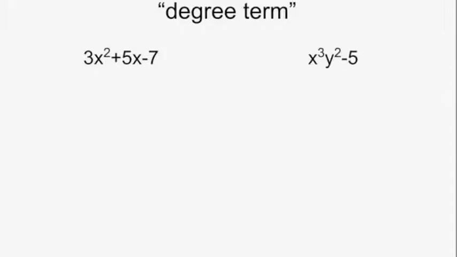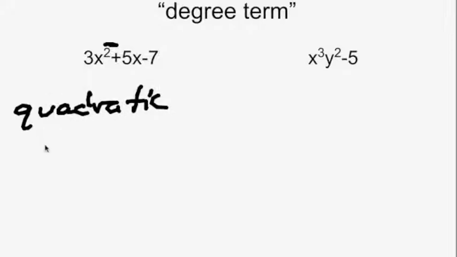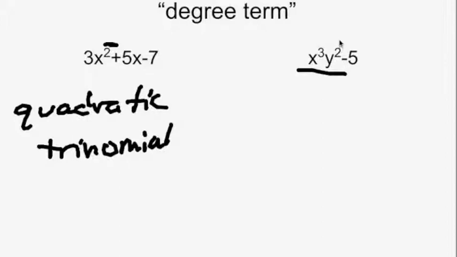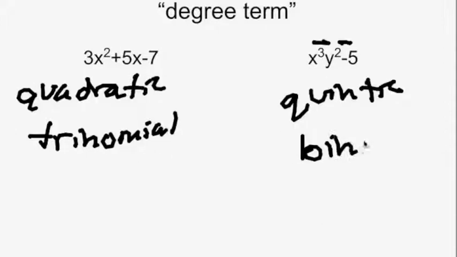So let's name these 2 polynomials. You can see that this first one is raised to the second degree, so it is called a quadratic. And there's 3 terms, so it's a quadratic trinomial. This next one is raised to, in total in the first term, 5 powers. So it is a quintic, and there's 2 terms, so a quintic binomial.